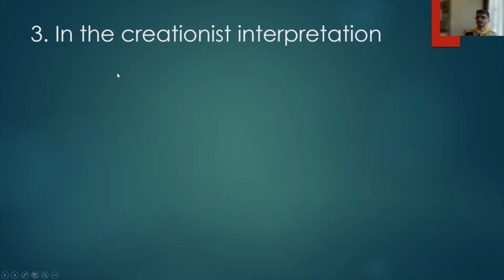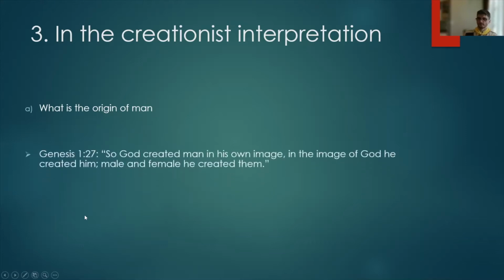Okay, now let's go to our third requirement, which says: in the creationist interpretation, what is the origin of man? Basically, where are we coming from? And obviously, we have our answer in Genesis, chapter 1, verse 27, which says, "So God created man, created you and me, in his own image. In the image of God he created him, male and female he created them." The statement is very clear: God created us.